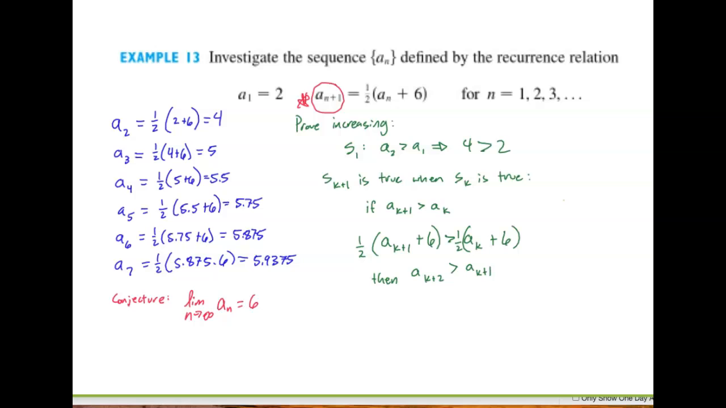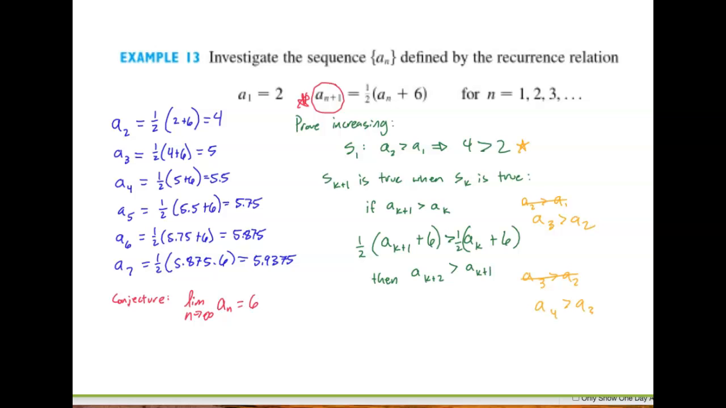So since I already showed empirically up here in my first statement that a2 is greater than a1, and then I proved that if a sub k plus 1 is greater than a sub k, then a sub k plus 2 is greater than a sub k plus 1, now I've shown a3 must be greater than a2. And then we can go back up here and start it over. So a3 is greater than a2, then that means a4 is greater than a3. And that goes on forever. And we've proven that the sequence is increasing.